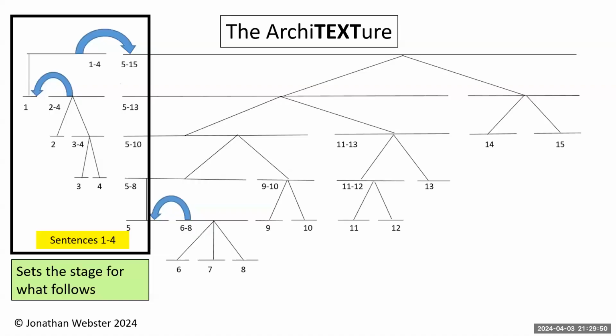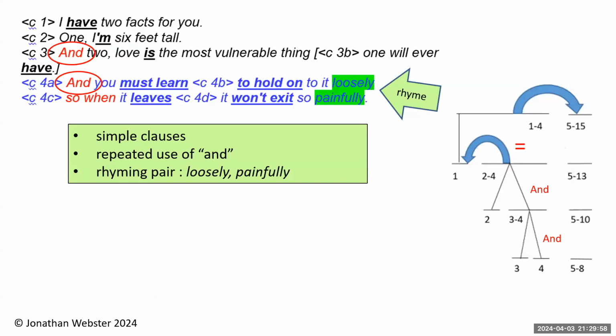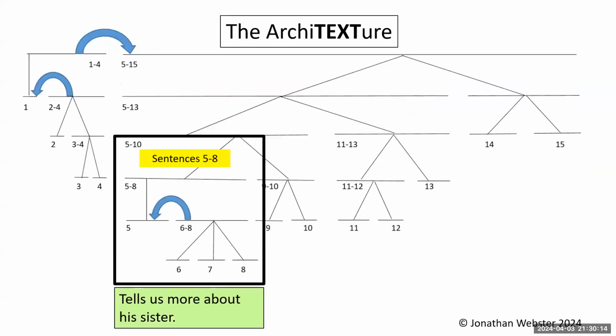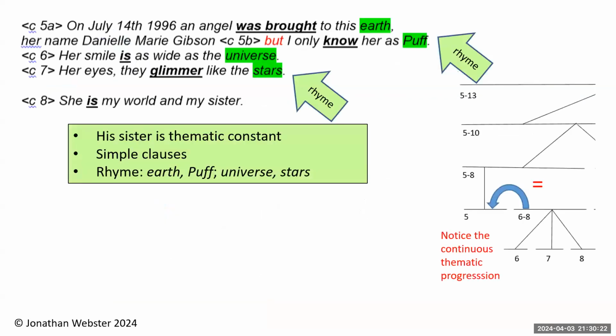When we looked at that text before, it had an architecture. It begins, and we see this use of simple clauses at the beginning, not much unlike what we've just been looking at. The repeated use of and as a conjunction. There is here, however, rhyme, loosely, painfully. He switches from talking about himself to talking about his sister. His sister becomes the theme. And again, there's still simple clauses, and again, there's rhyme.